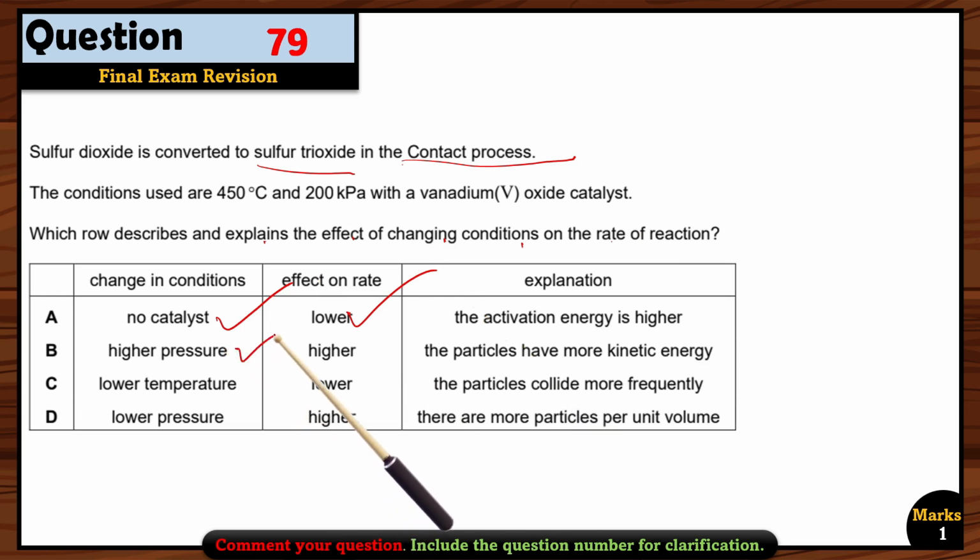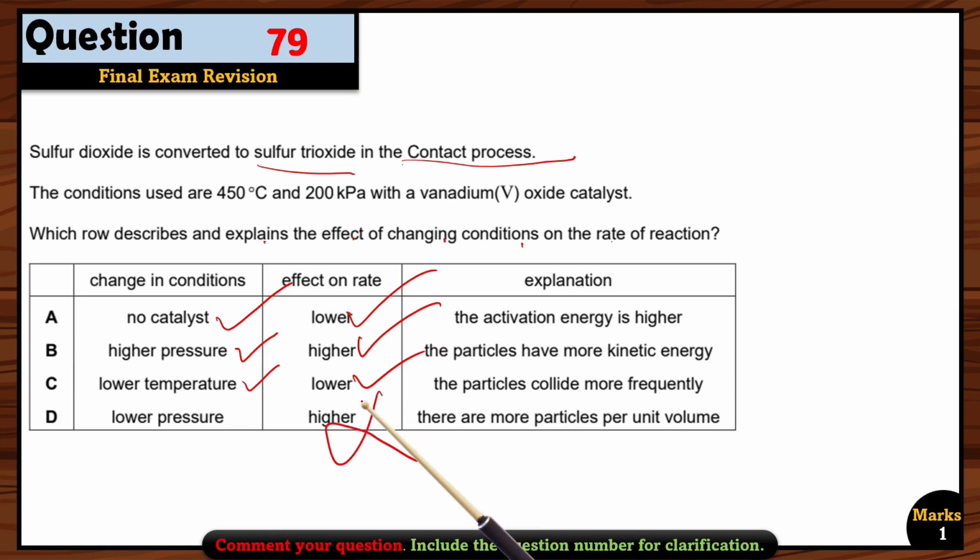If you increase the pressure, it will give you a higher rate of reaction. Yes, that's right. If you lower the temperature, the effect on the rate will be lower. Yes, lower temperature will always give you a low rate of reaction. If you lower the pressure, the rate of the reaction will be higher? That's wrong. Increasing the pressure always increases the rate of reaction. So this option is wrong.